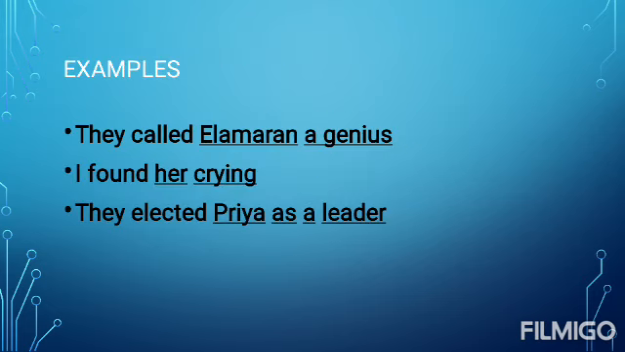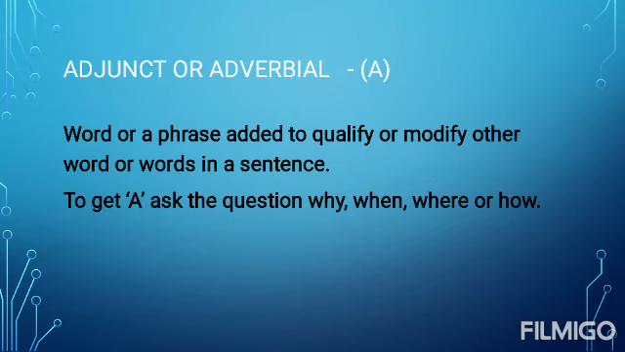Next, we will move on to adjunct. An adjunct is a word or a phrase added to qualify or modify other words in a sentence. Adjunct usually refers to place or time. It will answer the questions why, when, where, and how.